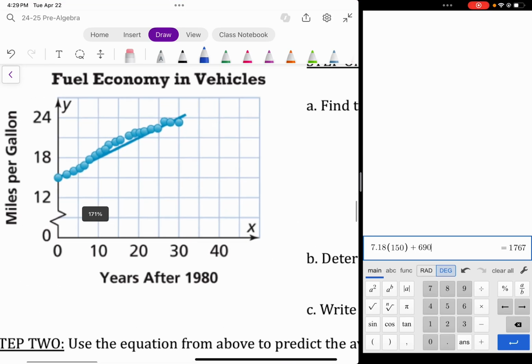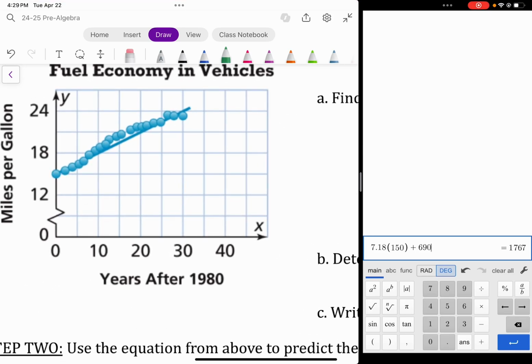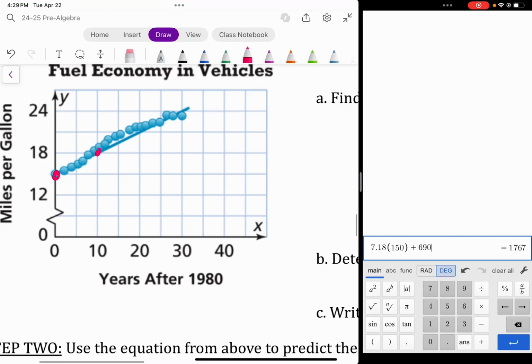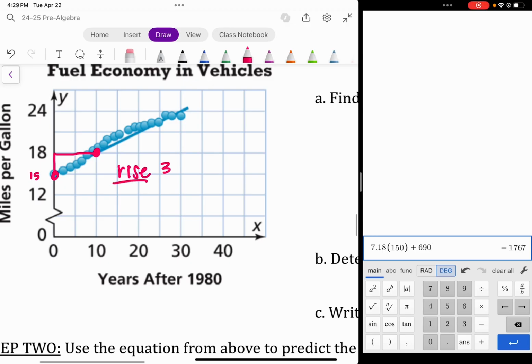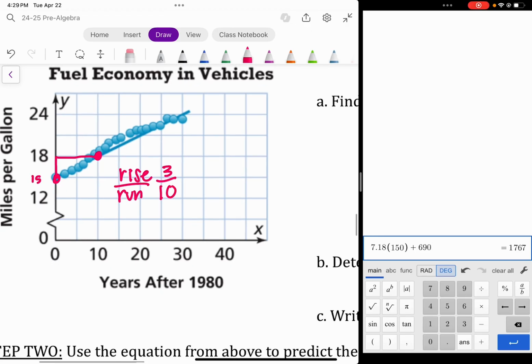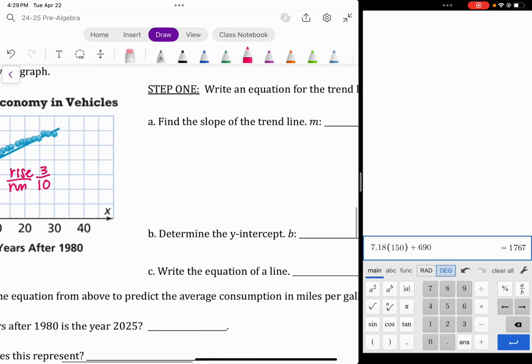So we need to find, I'm going to go from this point to this point. So my rise here, let's see, that would be at 15. So I'm rising 3 and I'm running 10 years because each box represents 5. So my rise is 3/10.